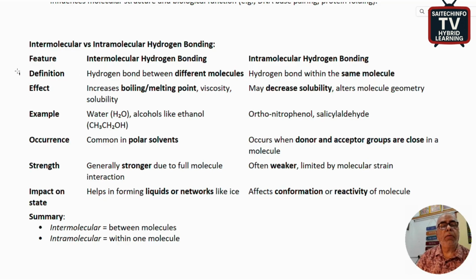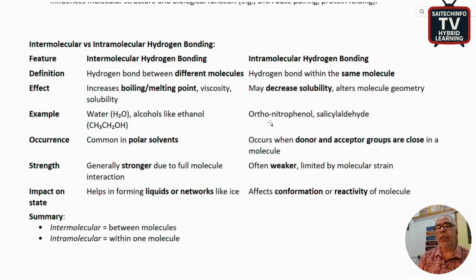First of all, definition wise, intermolecular hydrogen bonding is developed between different molecules, whereas intramolecular hydrogen bonding is developed within the same molecule. Second point, the effect. It increases the boiling point or melting point and also increases viscosity and solubility. But in the case of intramolecular hydrogen bonding, it may decrease solubility and alters the molecule geometry also. Third point, example: water, alcohols, ethanol, etc. Okay. So that is for intermolecular hydrogen bonding.